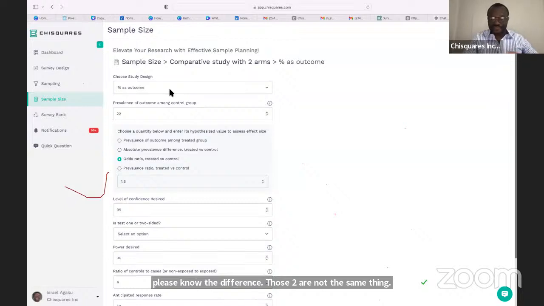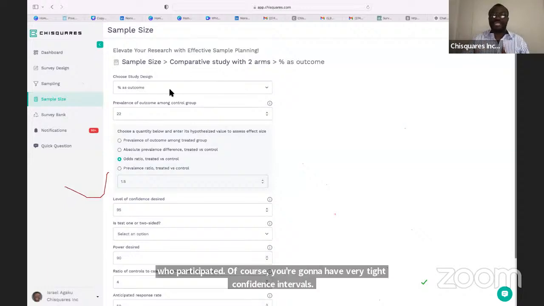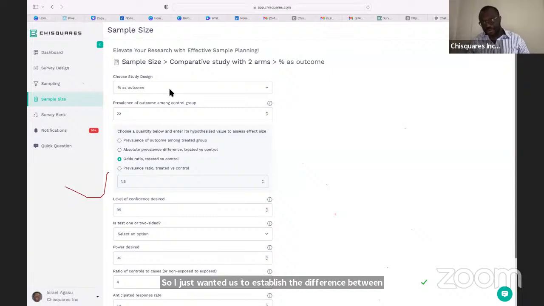Precision and validity, very different things. Validity means the truth. You can have a result that is very precise, but completely wrong. Precision simply means you have very tight confidence intervals. That's what a precise result means. So imagine you have a result from a very large convenience sample. You have 1 million people who participated in that convenience sample. Of course, you're going to have very tight confidence intervals, but that doesn't mean that the results have external validity, because they are from a non-probability-based sample. So I just wanted us to establish the difference between validity and precision, and between precision and power.